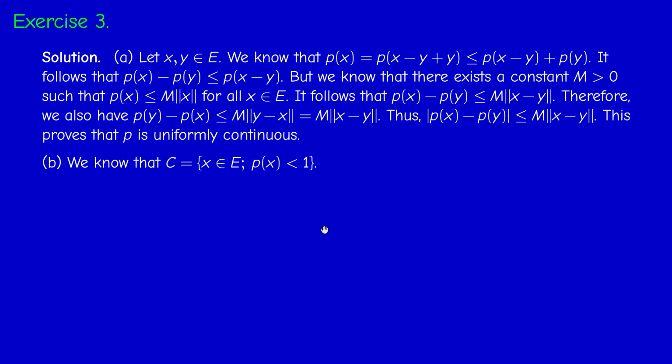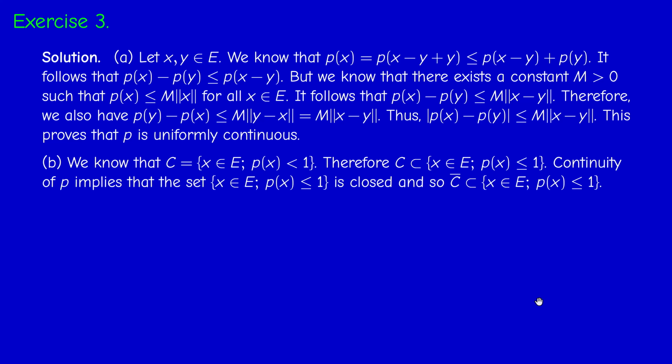Second question, we have to show that the closure of C is the set of x such that P of x is less or equal than 1, and we know that C is precisely the set of x whose image under P is strictly less than 1. We proved that in the lecture. So in particular, C is contained in this set. Now, since P is uniformly continuous, it's continuous. So this set is closed because it's the inverse image under P of the closed interval minus infinity to 1, or if you like [0, 1] closed, because P is bigger or equal than 0. And C bar is the smallest closed set containing C, therefore C bar is contained in this set. So this is half of the equality.